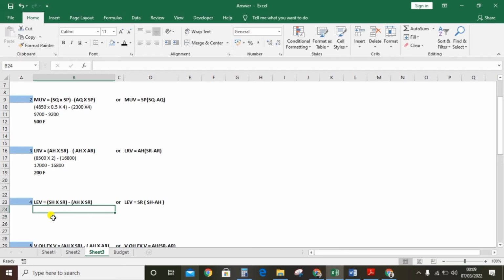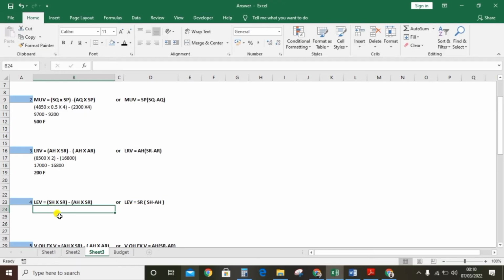And next one, labor efficiency variance. The labor efficiency variance equation is SH into SR minus AH into SR. That is the equation. SH into SR minus AH into SR, or SR within bracket SH minus AH. Both equations are the same. So whichever is easy for you, you can use that equation.